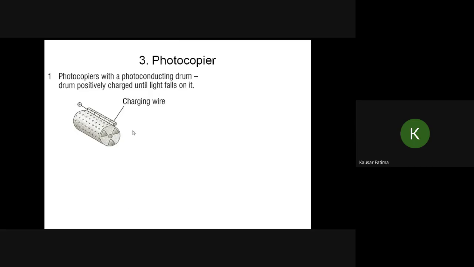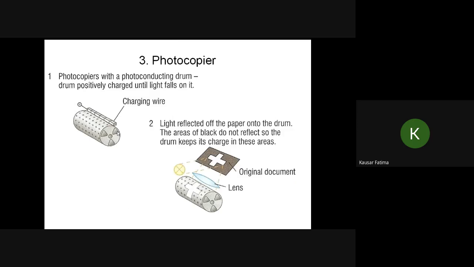positive charge on this. Now the document which is to be photocopied is placed here on the glass window at the top of the photocopier. Suppose this is a document, a plus sign is shown here, so this is a bright area and around it is a dark area. You know that the bright, white color will reflect light and black color will absorb light. This is a light source bulb.